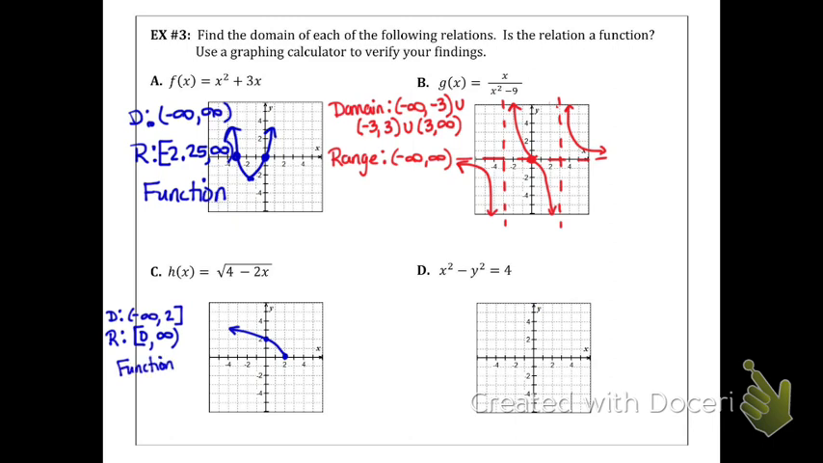Now, I forgot to ask on B, was B a function? B is a function. It's a rational function. A was a quadratic function, B was a rational function, and C is a square root function. And what about D? D is going to be easiest for us to put in our calculator if we solve it for y. Well, we're going to have to solve for y in order to put it in our calculator. So let's work on that.